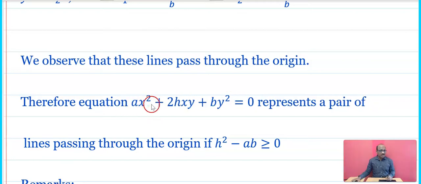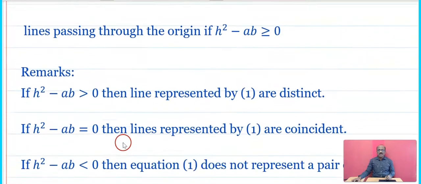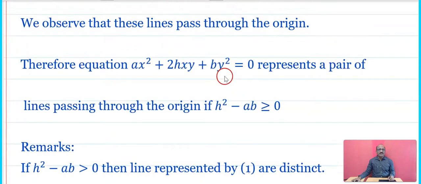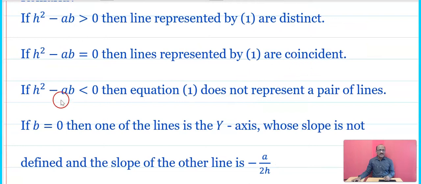And therefore ax squared plus 2hxy plus by squared is equal to 0 represents a pair of lines passing through the origin if h squared minus ab is greater than or equal to 0. Remark: if h squared minus ab is greater than 0, then the lines represented by it are distinct. If h squared minus ab is equal to 0, then the lines represented by the above equation are coincident, and if h squared minus ab is less than 0, then equation 1 does not represent a pair of lines. These are the important conditions.